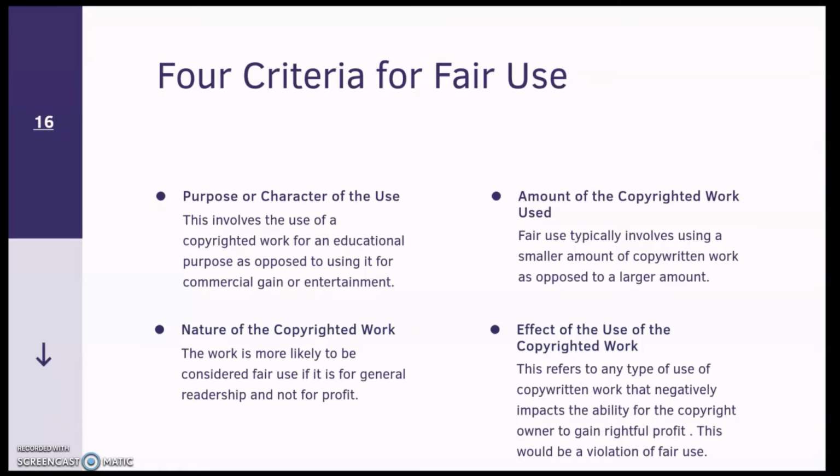And also the effect of the use of the copyrighted work. This refers to any type of use of copywritten work that negatively impacts the ability for the copyright owner to gain rightful profit. This would be a violation of fair use.